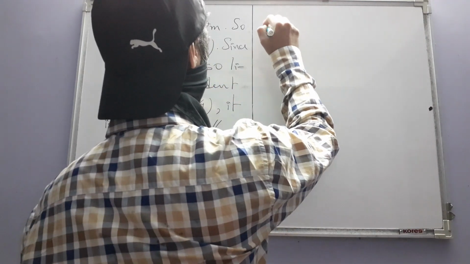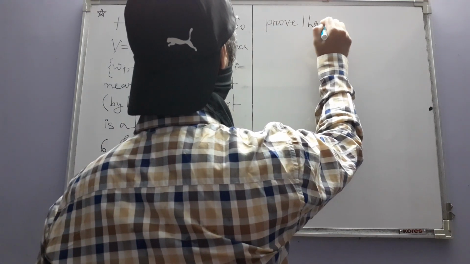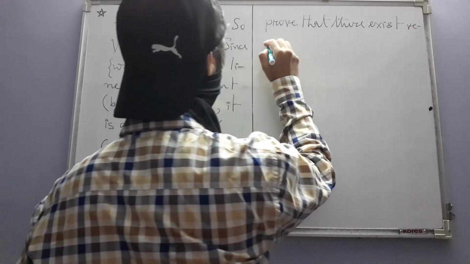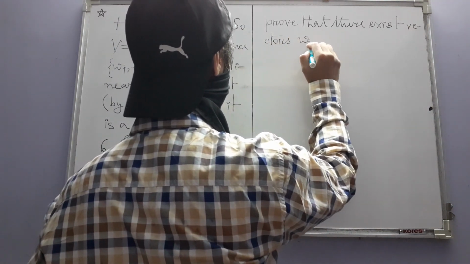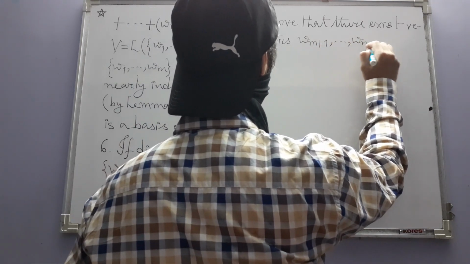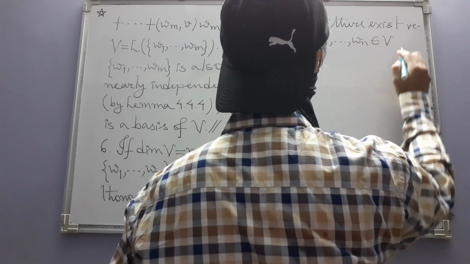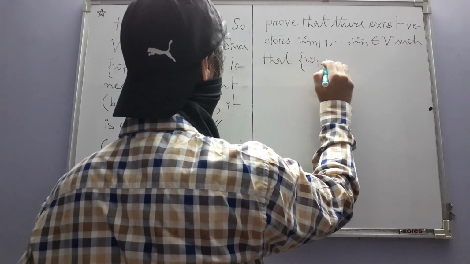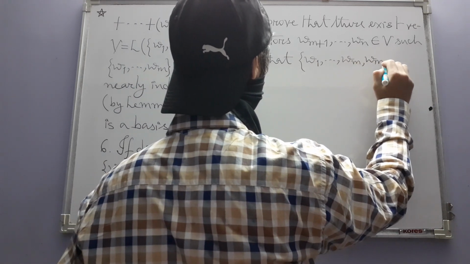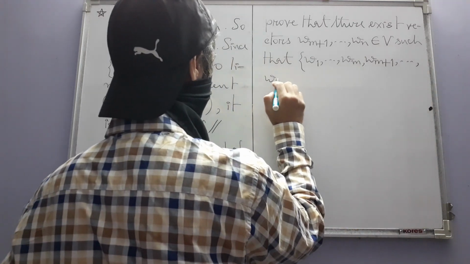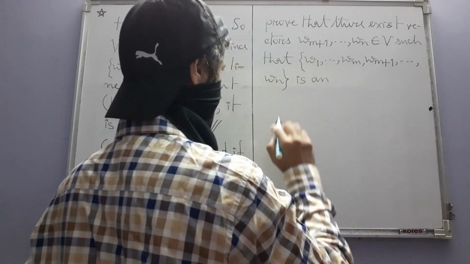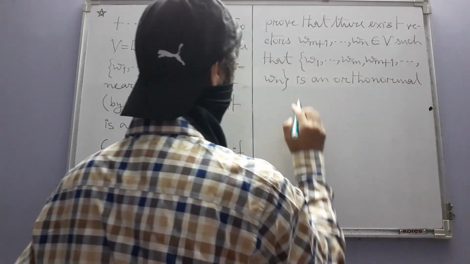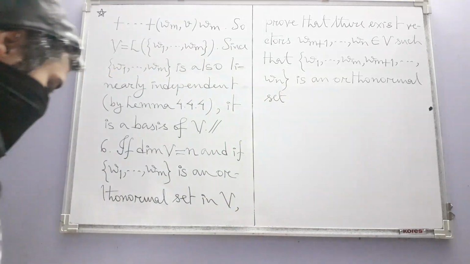Prove that there exist vectors in V such that the resulting superset obtained by introducing these new vectors is also an orthonormal set, and hence it's a basis of V.